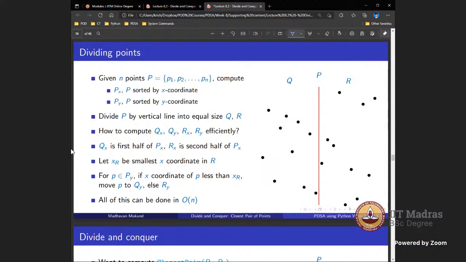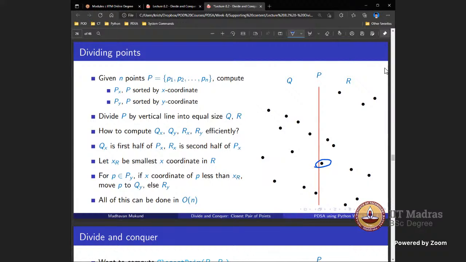That splitting is based on X coordinate. Let's say we have to find the smallest X coordinate, that's nearest to the vertical line we are splitting. In this example, this point. Yes, sir. All the points which are in PY, the entire points which have the Y coordinate. If the X coordinate of P is less than XR, we are moving that point to QY, or else we are moving it into RY, even though it is equal.